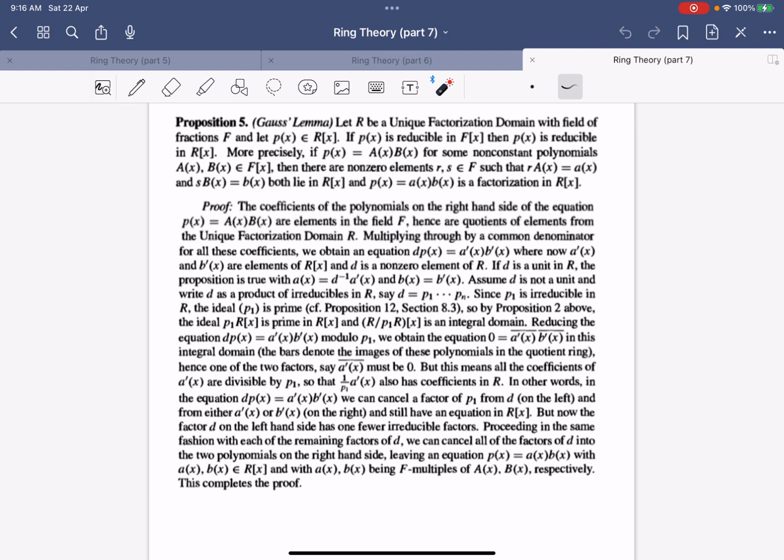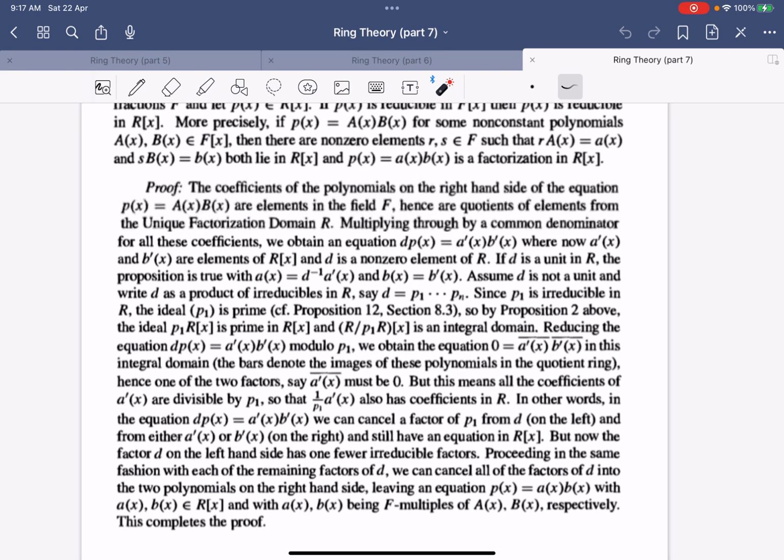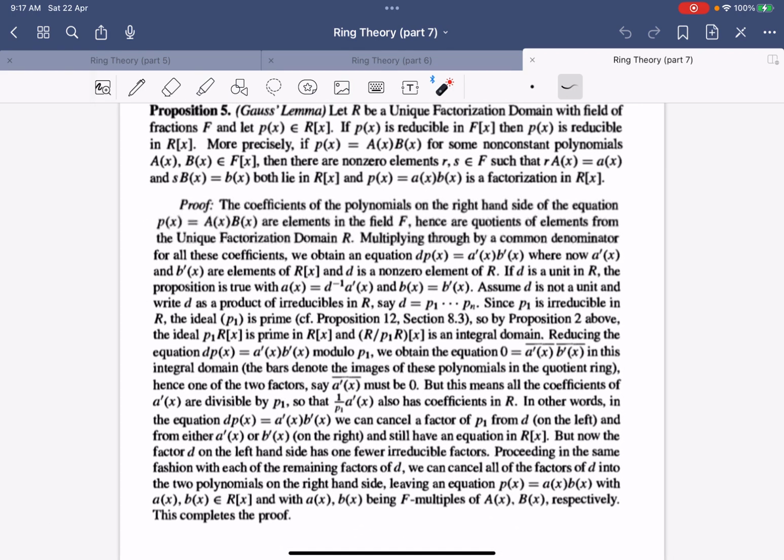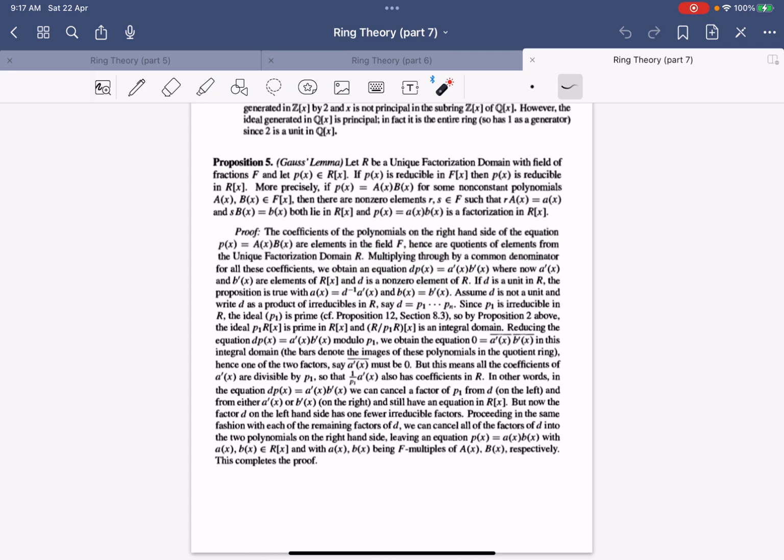And we can keep doing this for every irreducible and cancel all the factors of D into the polynomials on the right hand side. And so then you'll be left with p(x) equals a(x) times b(x). And now these a and b are elements of R[x]. And so we are done. So you can take note of how we do it, and we really need the D in this case to help us by being this common denominator. And then we'll just slowly cancel it out and we'll get the solution that we want.